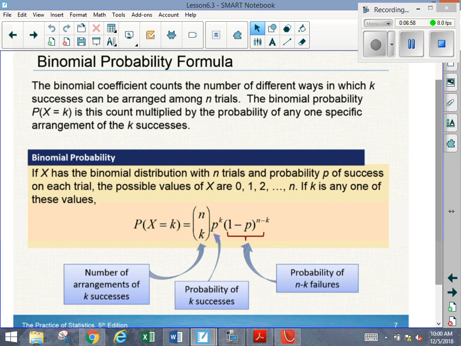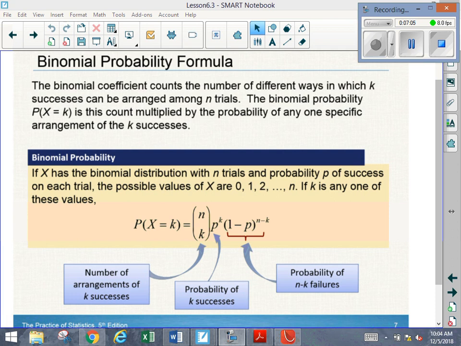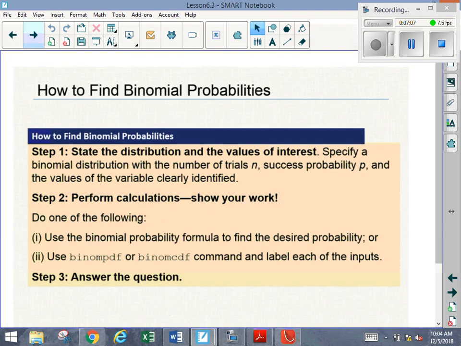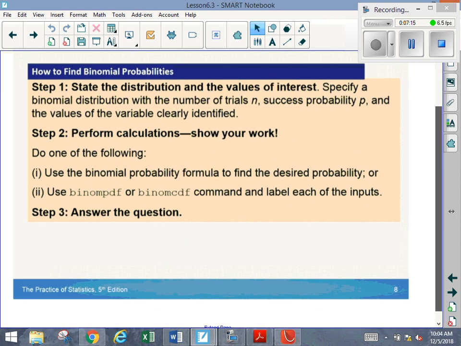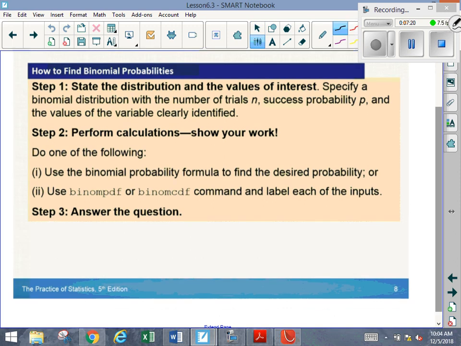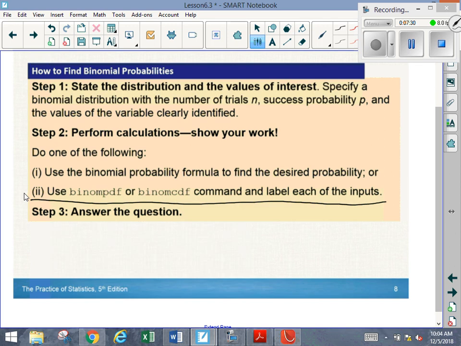For example, the way that I would use this, well, I guess that'll be an example on the next page. So here's your formula. All right, how do you find your binomial probabilities? And this is the crazy thing right here. You can input that stuff into that formula, or you can do that. That is going to be the easiest way to go.